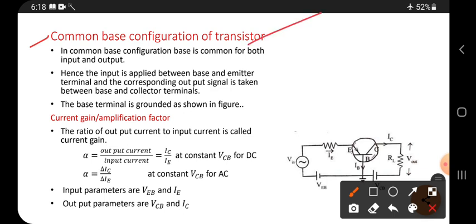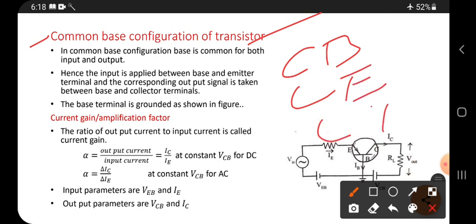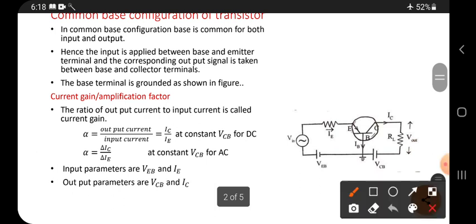A transistor can operate in three different configurations: common base, common emitter, and common collector. Now, common base. In the common base configuration, the base is common for both input and output.